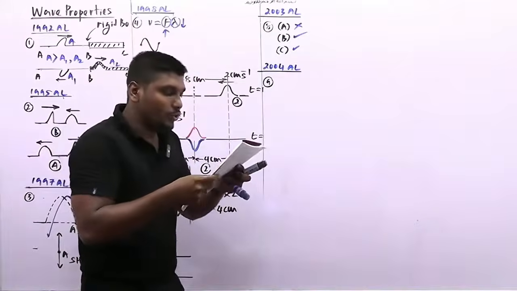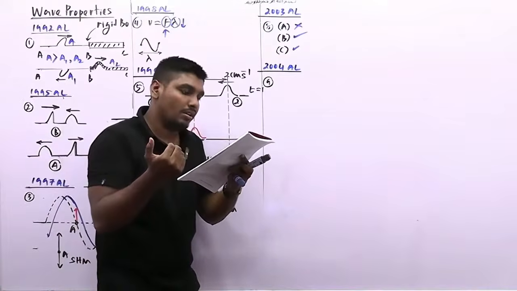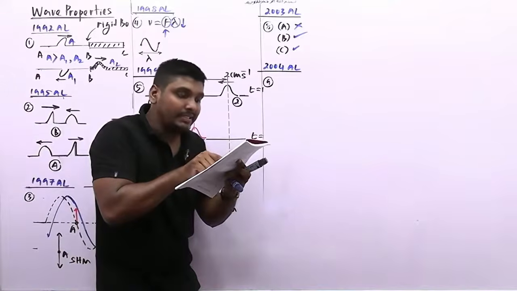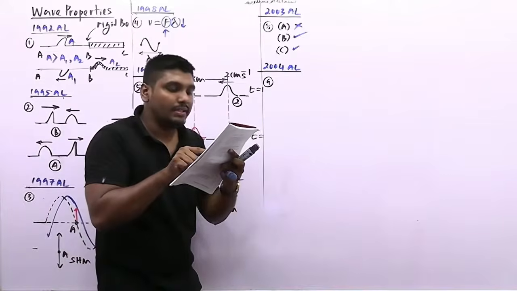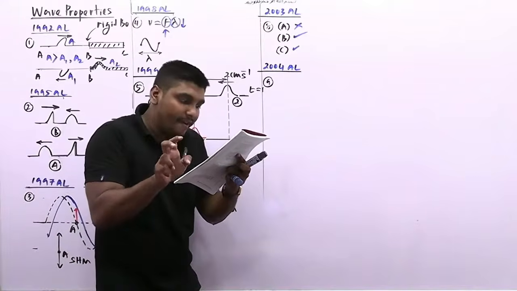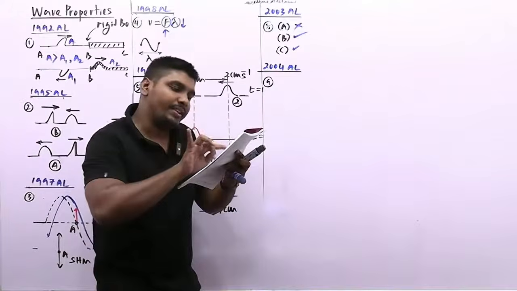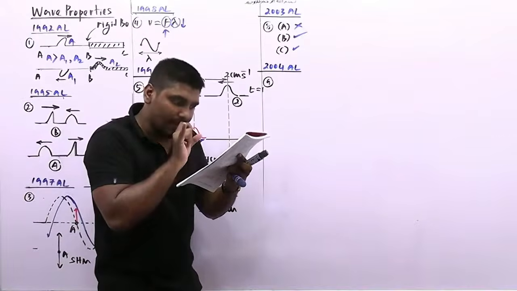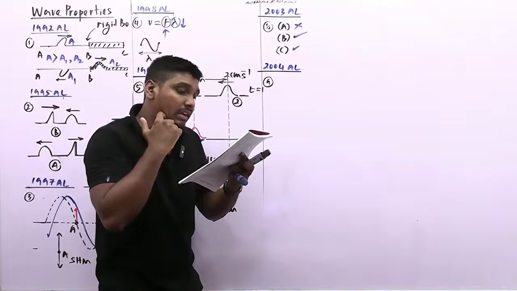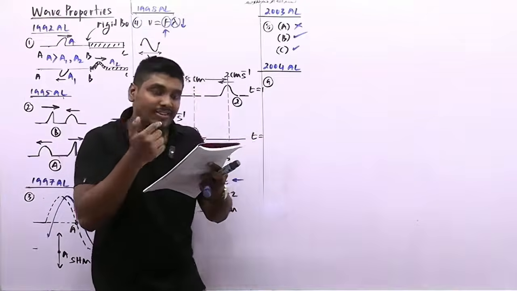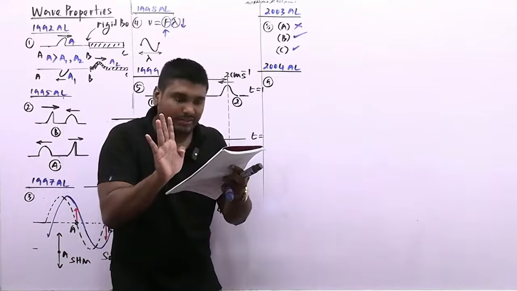Two strings A and B are connected end to end at point capital P as shown in the figure. The free end of the lighter string B is attached to a rigid vertical wall. Then what I understand is string A is the heavier string and string B is the lighter string.